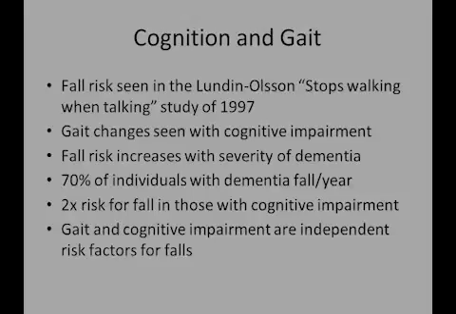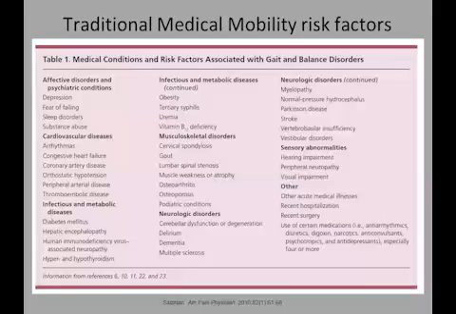70% of individuals with dementia fall per year, and people with mild cognitive impairment have 2 times the risk of falls compared to their normally cognitively intact peers. So we think that there is this relationship between gait and cognitive impairment, but we also think that they're independent risk factors for falls. So maybe they come together, but independently we know that they're risk factors as well. And so teasing this out is really where the science is at.